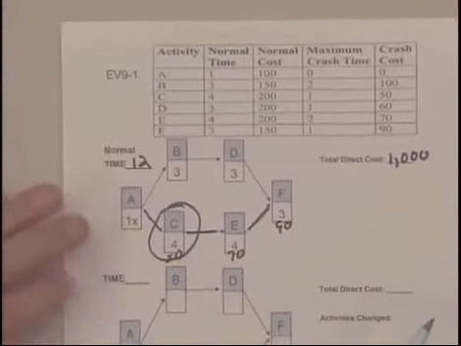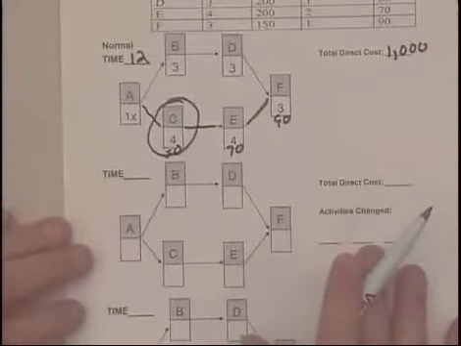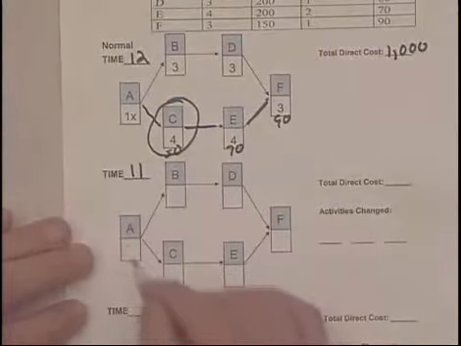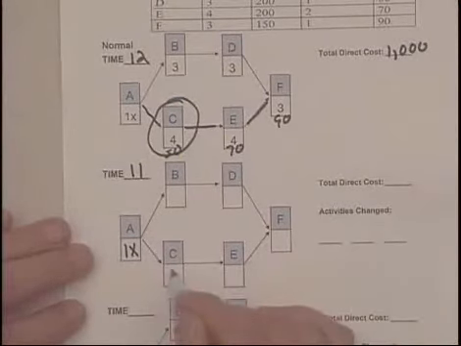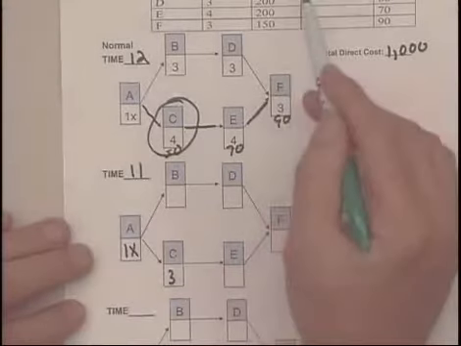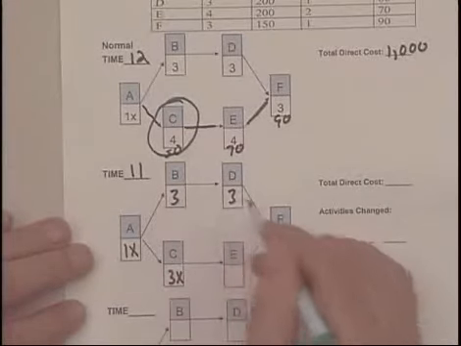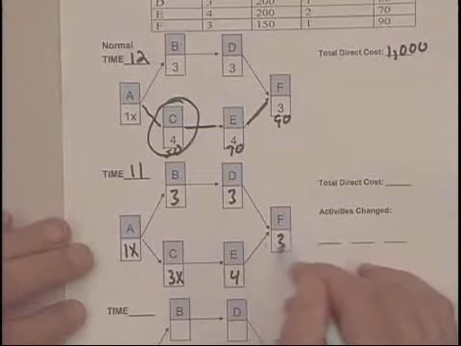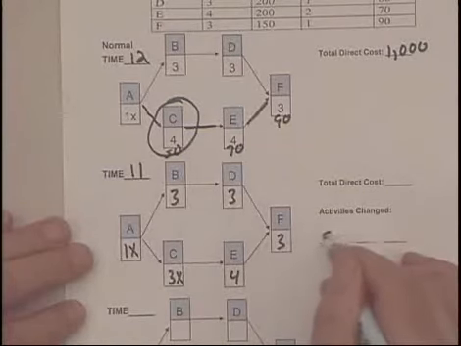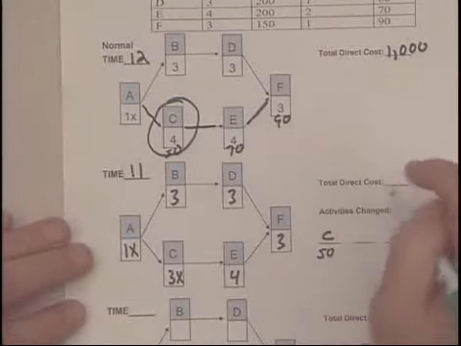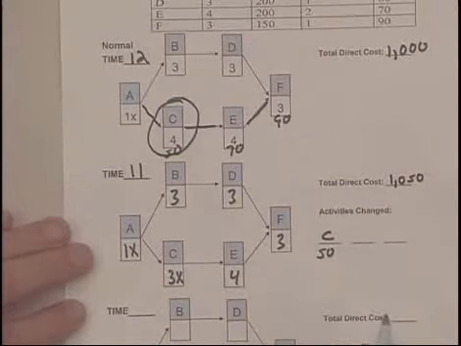So let me move this up a little bit. Go ahead and record those changes. Put a 3 in here for C. We've crashed it the 1 day we can, so we put an X there. 3 up here. None of the other activities have changed. Put in 3. We indicate that we crashed activity C at a cost of 50. 50 plus the 1,000 gives us a total direct cost of $1,050.